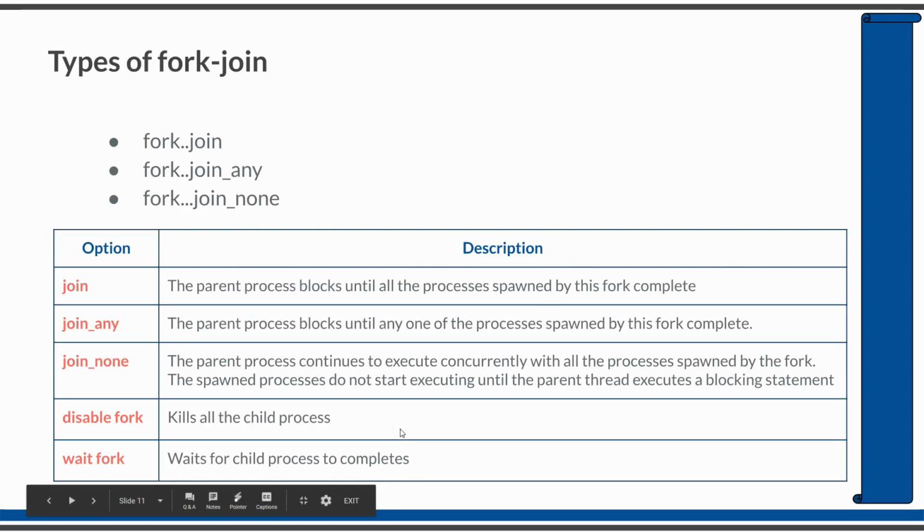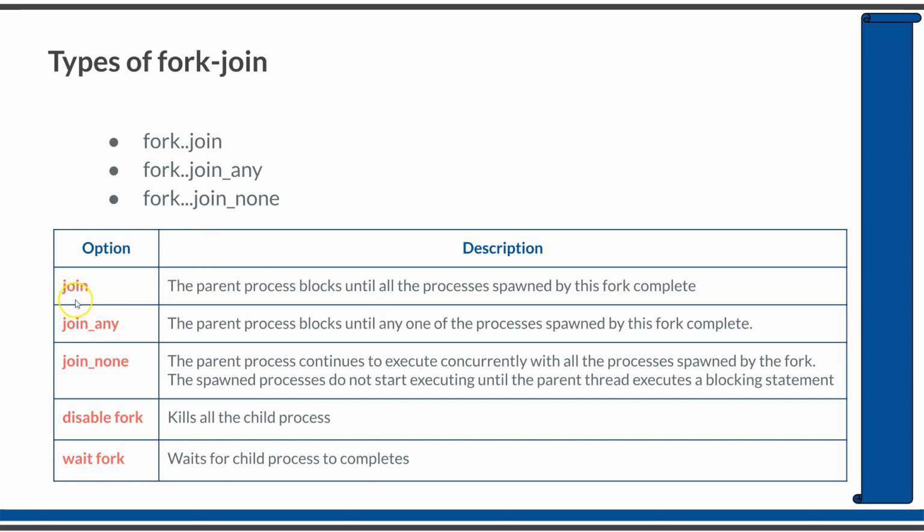Now we will see more about the types of fork joins. Fork join can be of three types. In the join statement, you can use either a simple join, a join any, or a join none. The difference between these comes into the picture with what happens to the parent process at the end of the fork join.